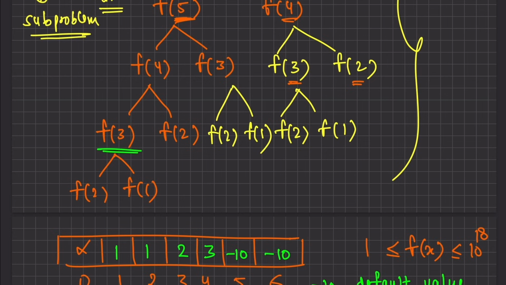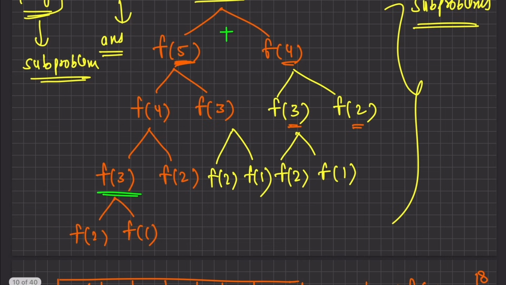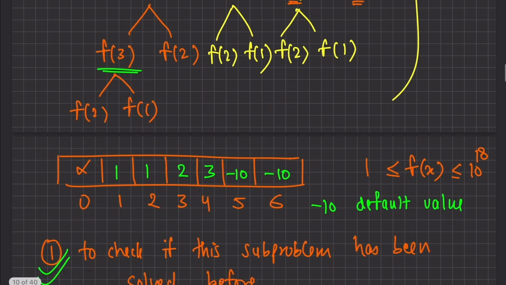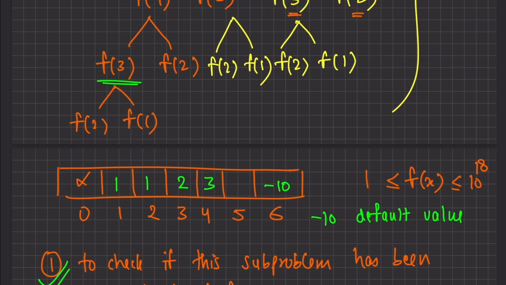Okay, similarly f of 5, you can calculate now because you know the answer for f of 4 and f of 3. Look at this f of 3. Are you going to calculate it again? No, you're just simply going to use its answer. So just add them up together and get the answer for f of 5. So f of 5 becomes 5.